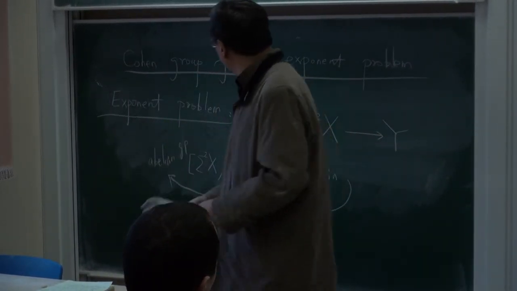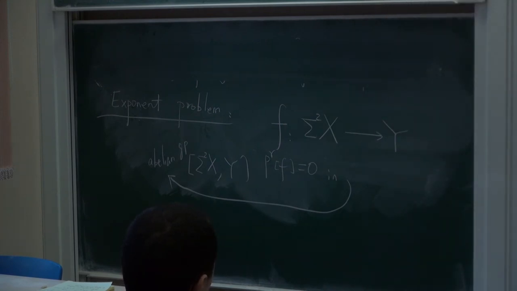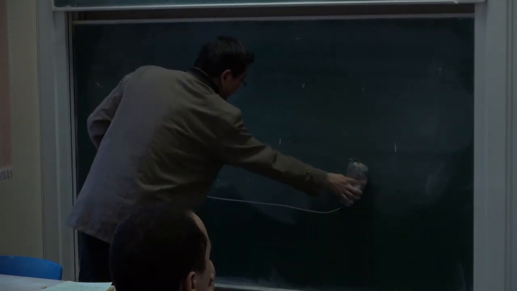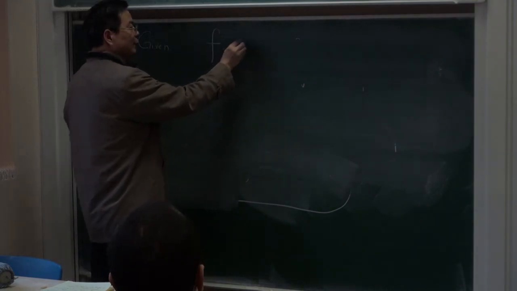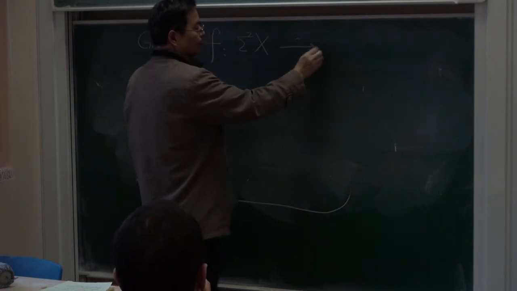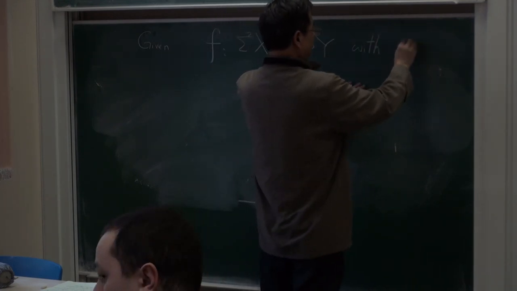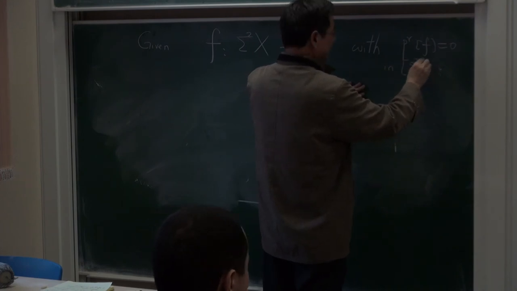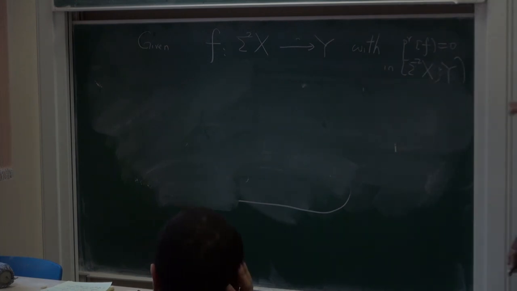So I use the information of this hypothesis in the Ballet conjecture. Okay, so my game still. Now I'm given any f: X to Y, with the hypothesis that p to the r f equals 0 in Y.